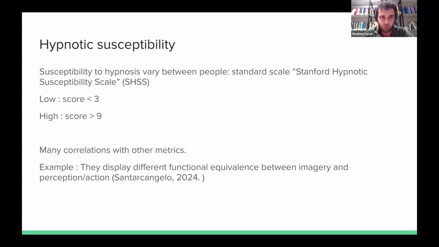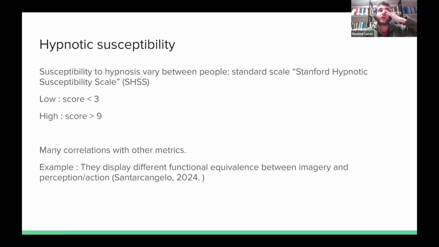So on this scale, you're scored as lowly susceptible to hypnosis if you have a score less than 3, and highly susceptible to hypnosis if your score on this standard scale is higher than 9. And there are many studies that show that this susceptibility correlates with other metrics. For example, here's a reference to a paper where they show that depending on your susceptibility, you will display different functional equivalence between imagery and perception or action.